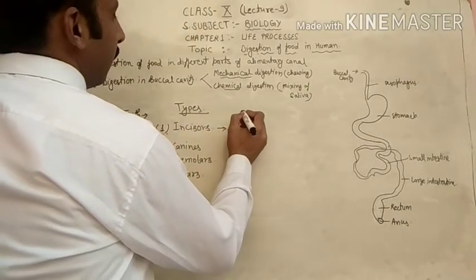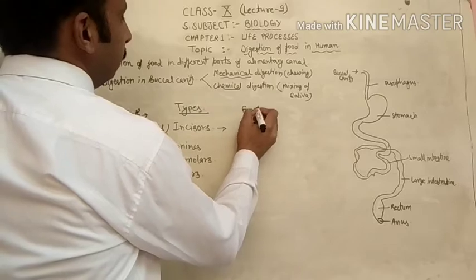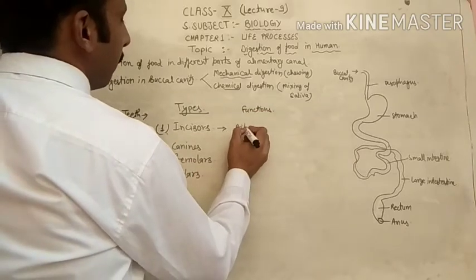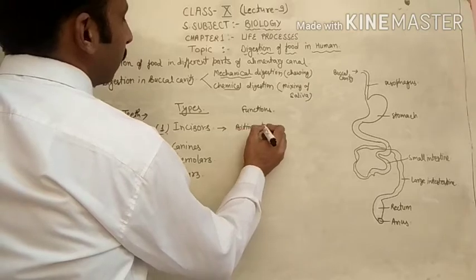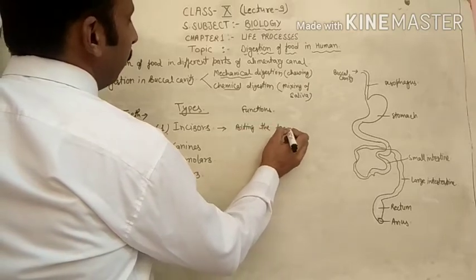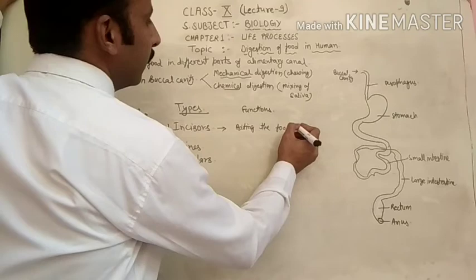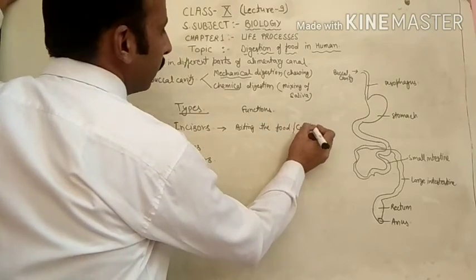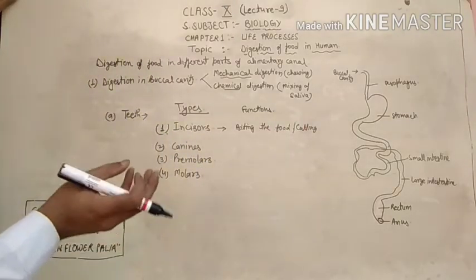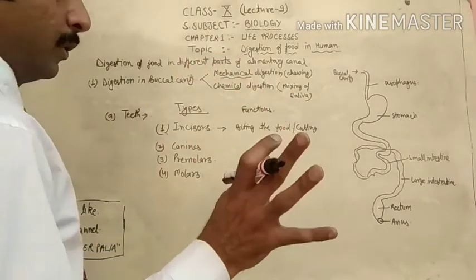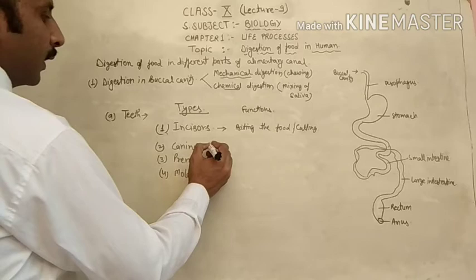Incisors help in biting the food, cutting and biting the food. You can also say cutting. These are the front teeth. The front teeth are called incisors. The number of the teeth I will also tell you.